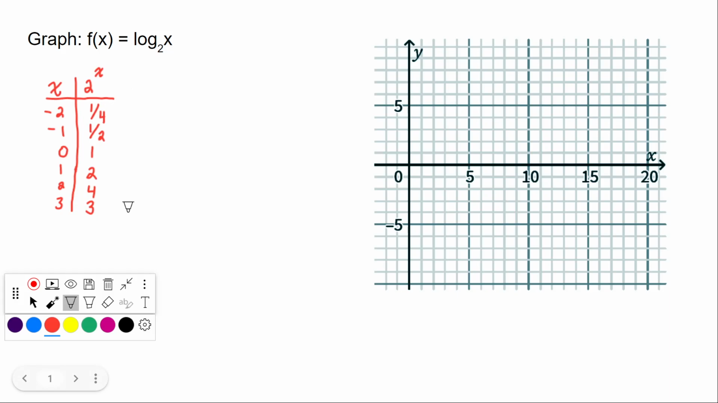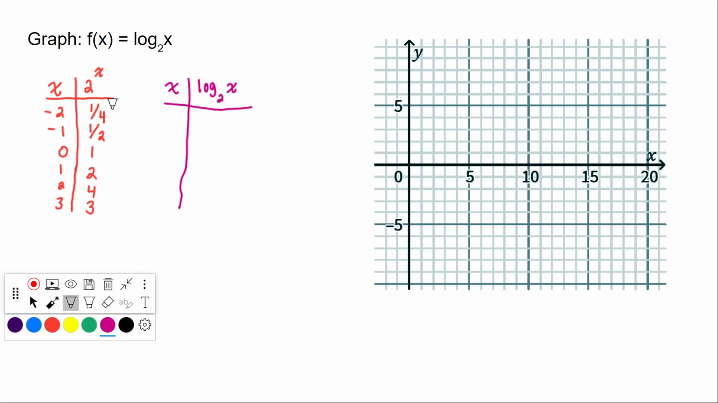Now these aren't the anchor values that I want to use. These aren't even the points I would use for log base 2 of x. Remember, this is the inverse of log base 2 of x. So if I want a table that represents the graph of log base 2 of x, I'm going to have x as my input in my first column. Log base 2 of x is my output here. It will be my y value.